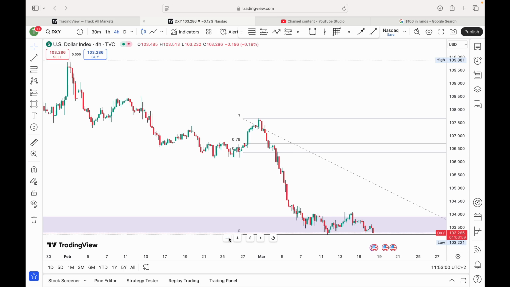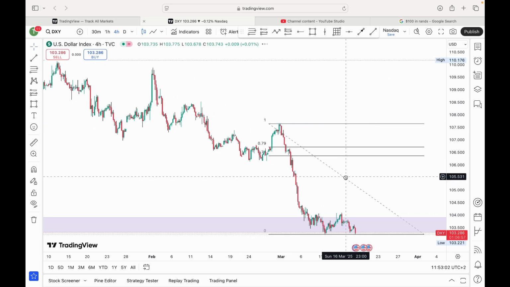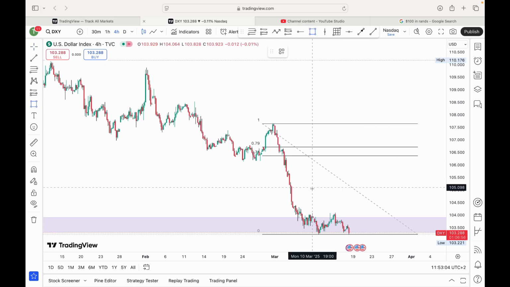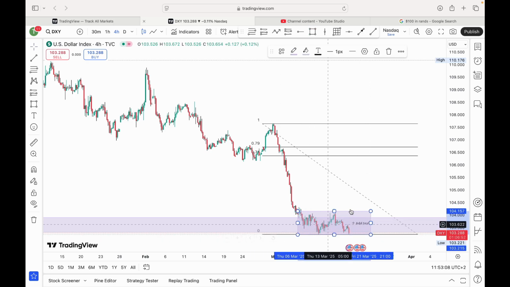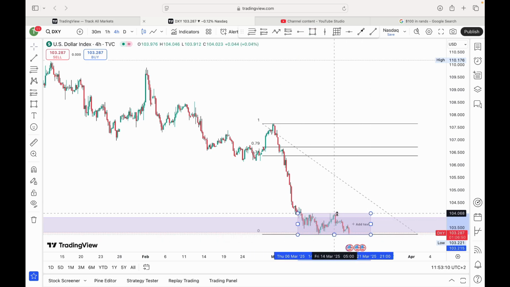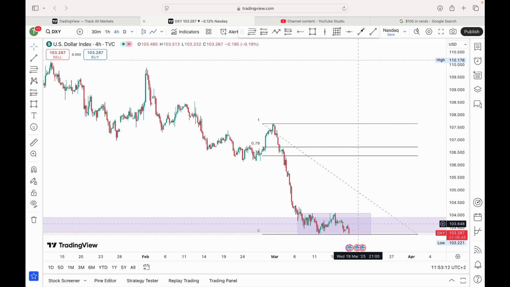Scaling down to our 4-hourly time frame, we can definitely see that DXY is currently moving sideways, as it is giving us this structure. In it giving us this structure of a ranging market, it now confirms that we can't trade anything long term from here.